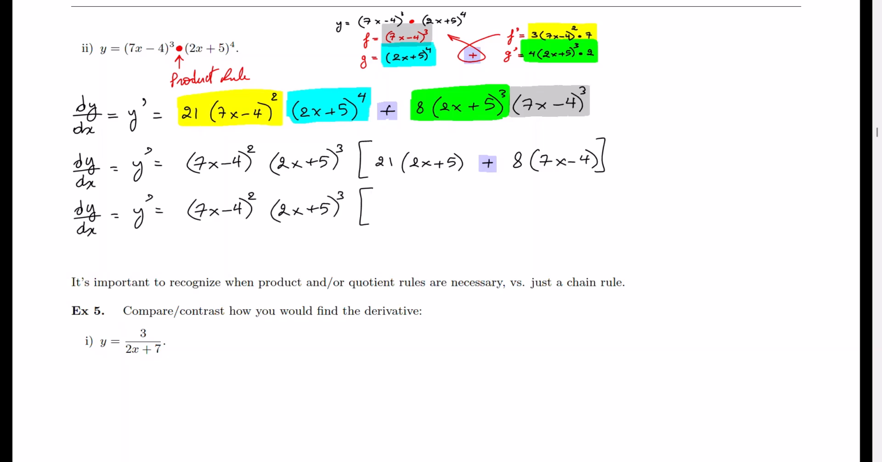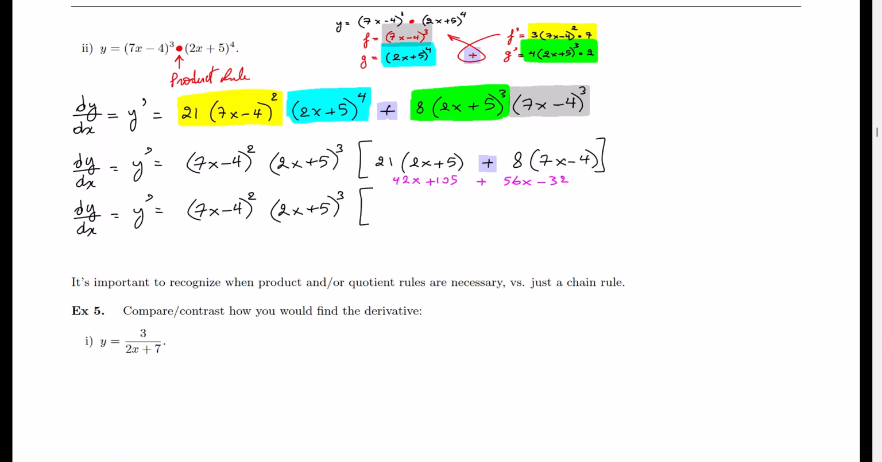And the last thing I have to do is really just FOIL the 21, or really I should say distribute the 21 over 2x and 5, and also do the same thing with the 8, multiply with the 7x and the 4, and add like terms. So let's just mentally do a little bit of math here. 21 times 2x will be 42x, and 21 times 5 is going to be 105. And next I have to multiply the 8 with the 7x, so that's going to give me 56x. Then finally multiply the 8 with the negative 4, that's going to be negative 32.